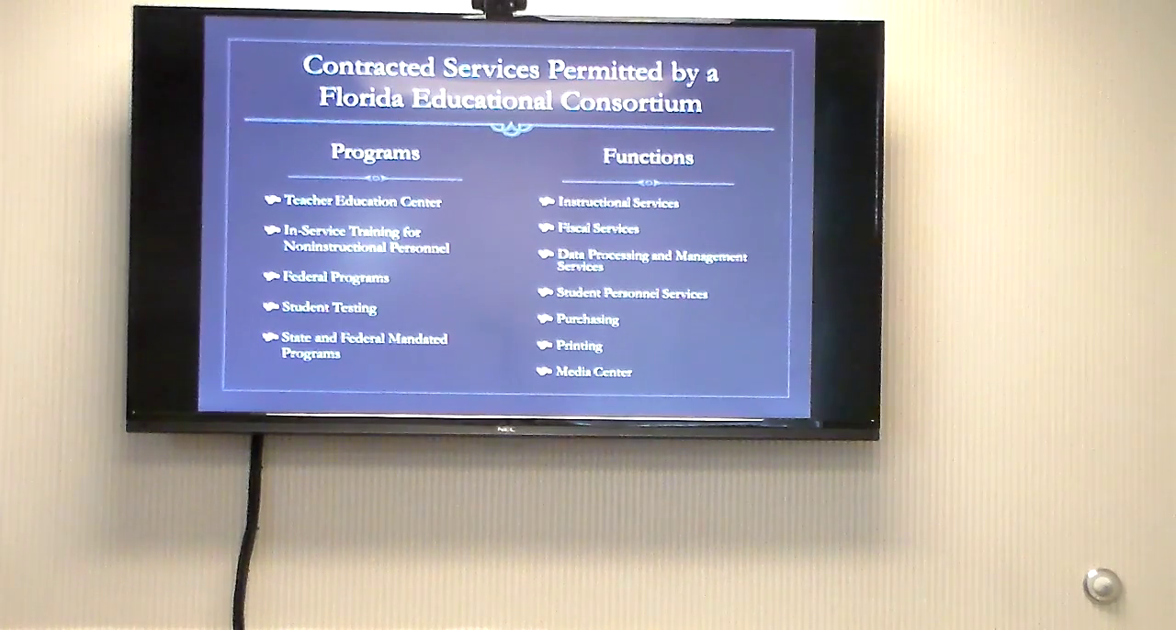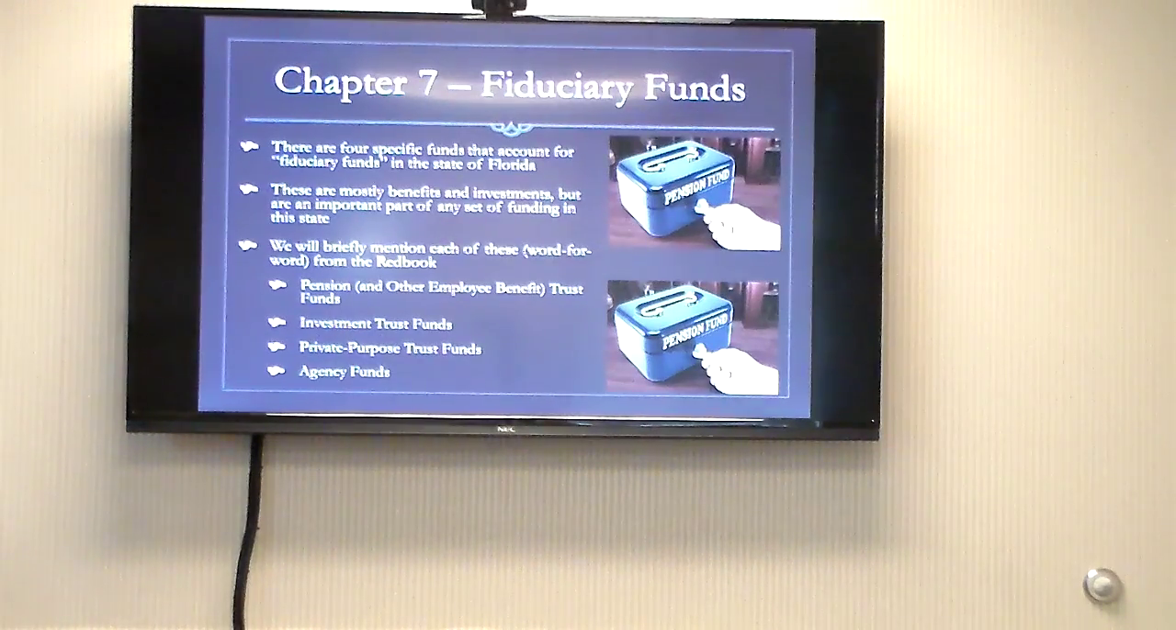What is permitted by the Florida Education Consortium? What kind of programs? Obviously, teacher education, in-service training for non-instructional personnel. Good that they do that. Anything with student testing, state and federal mandated programs, and then the functions are your basic services that you receive, whether they're instructional, whether they're fiscal, whether it's for printing, whether it's for media services, purchasing, that sort of thing. So those are classified as functions and not classified as programs.